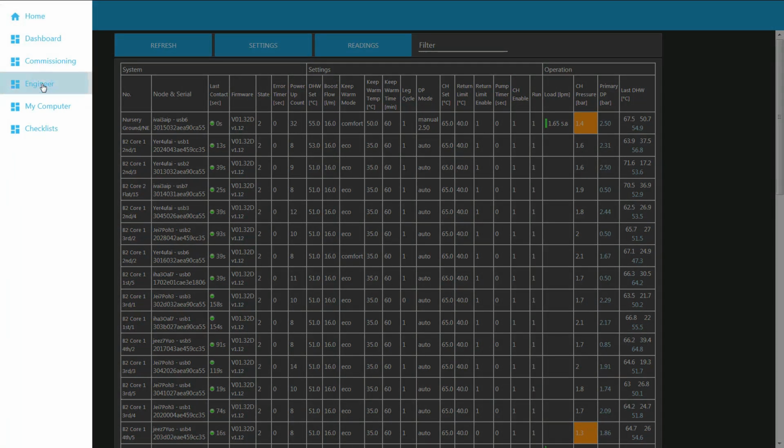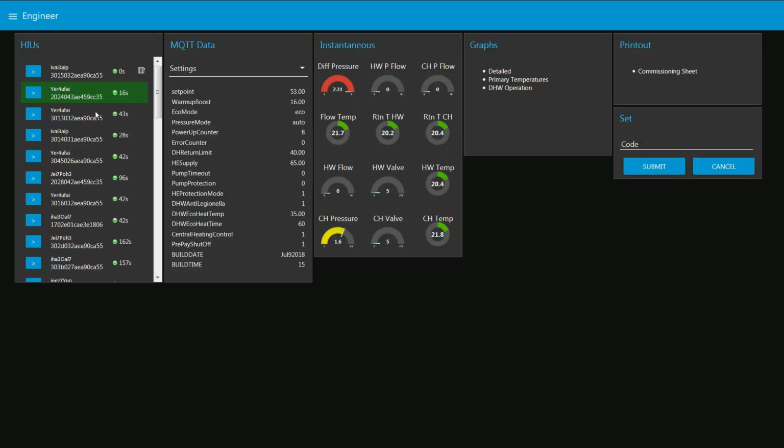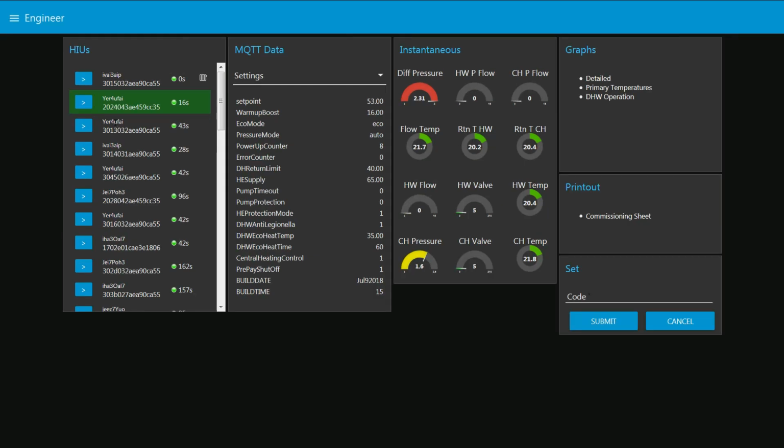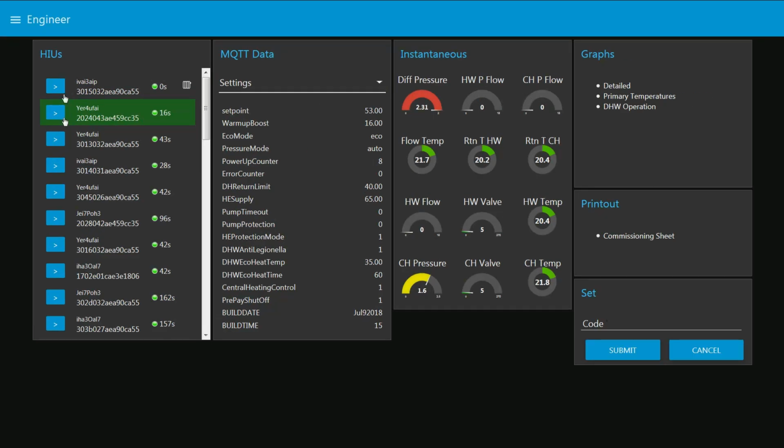So if we go to the engineer screen, we have a list. Right, let's zoom that in a bit. We have a list of the HIUs here that we can select individually. And if I select that second one with a 53 degrees set point, I wish to change that set point to 51 degrees C. What we will see here is the 53 should be fed back as 51. There we go. So that's us changing the set point.